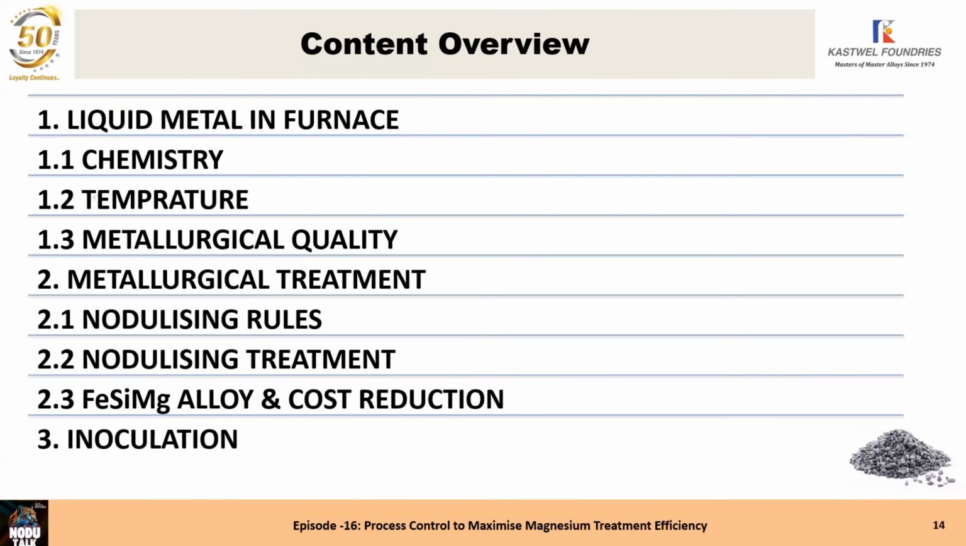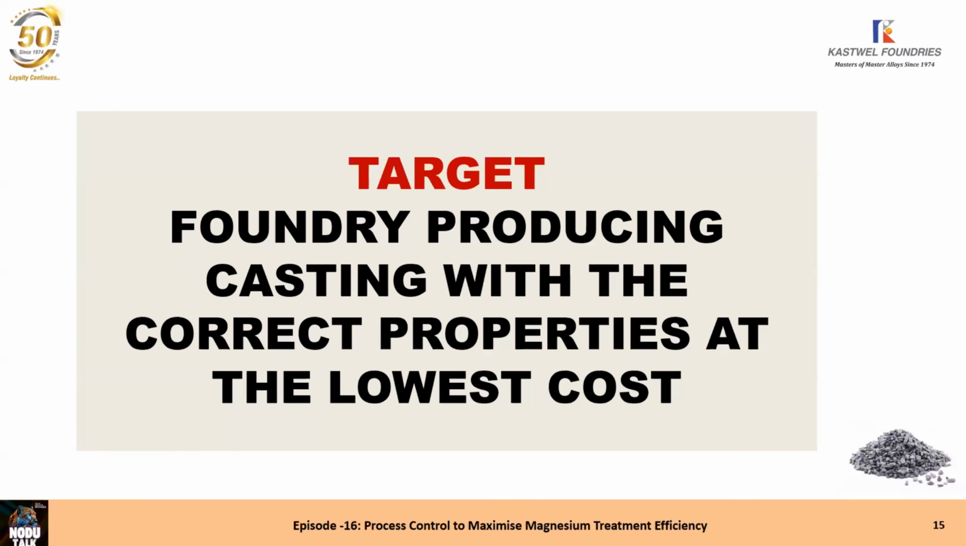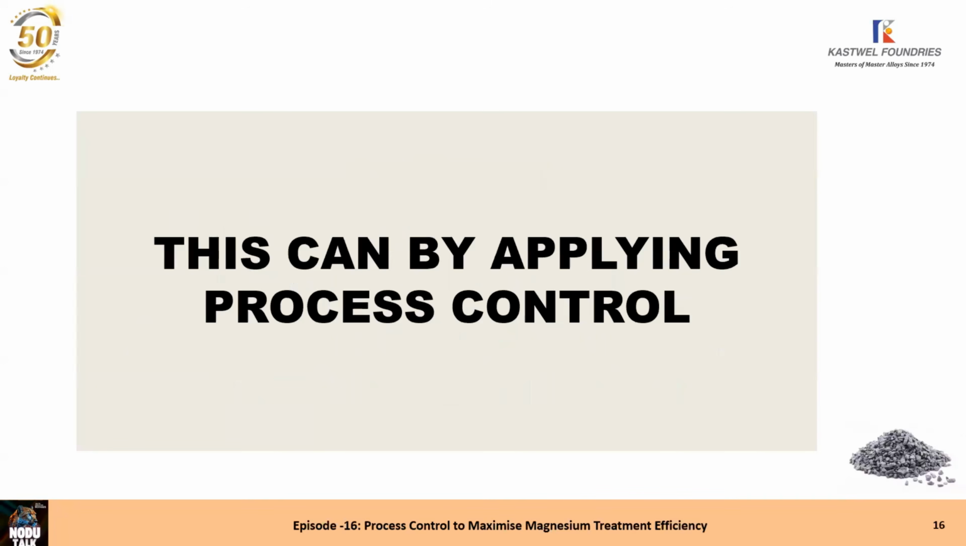This evening, we are going to cover several important items of the process known as nodularisation, one of the metallurgical treatments, which is nodularisation and inoculation. The target of the foundry is producing a casting with the correct properties at the lowest cost. This can be achieved by applying process control.